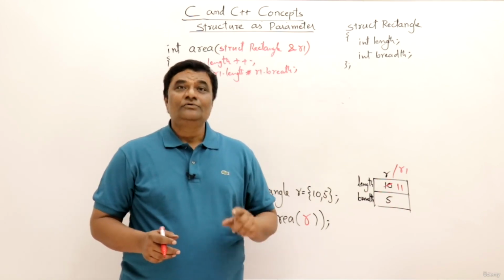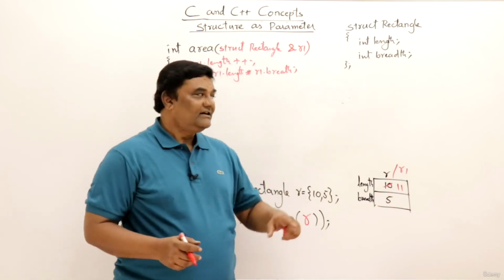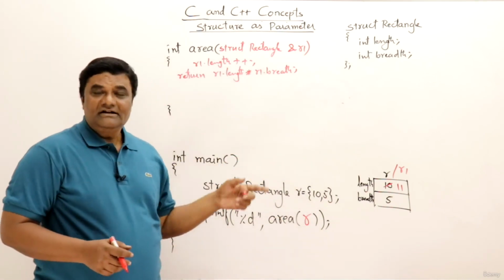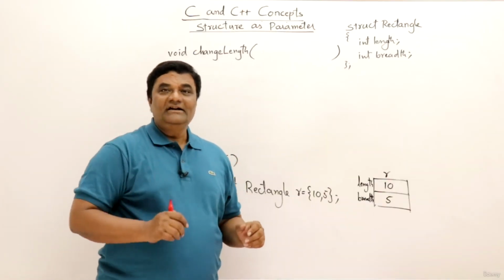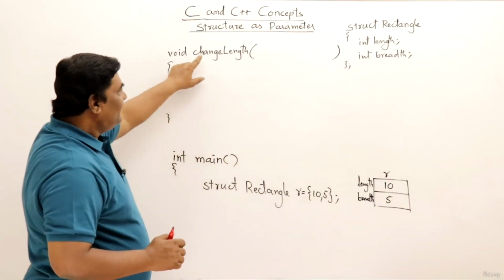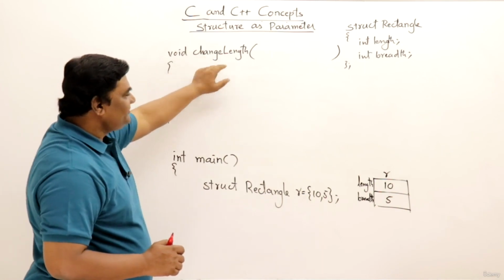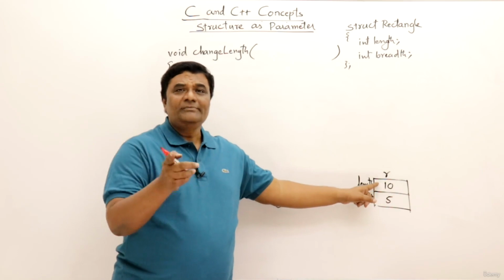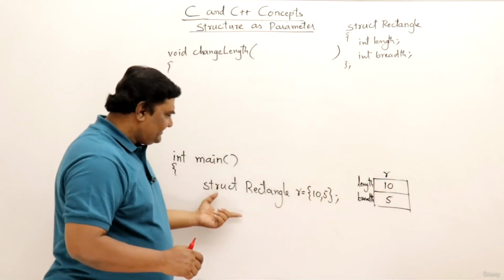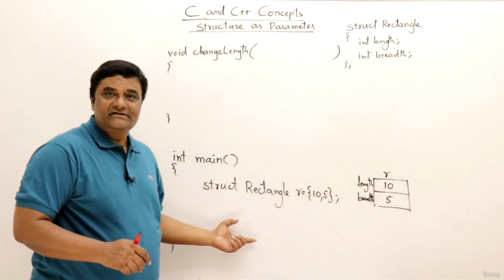Now next I will show you call by address. For that, I will change the function. I will write another function for call by address. Now for call by address, I have changed the example. I am calling a function named change length. Suppose I want to change this length, right? I want to make it 15. I can make changes here also.